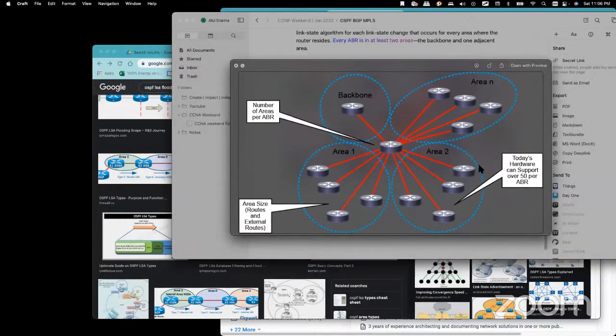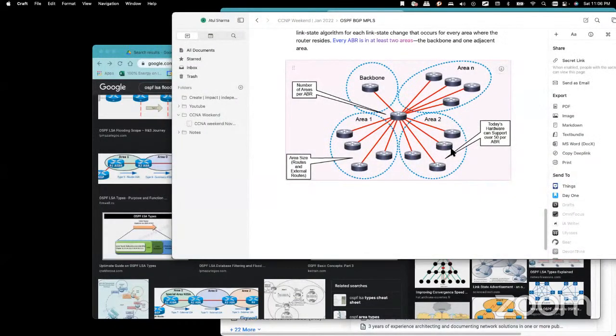Okay. So today hardware can support over 50 per ABR. मतलब कितने router? 50. Nowadays, so I told you, right? 50 routers per ABR. ना जो आज की डेट में हार्डवेयर बन रहे हैं ना सिस्को के, so they can easily handle up to 50 routers. So this is what Cisco recommend. If you are using Cisco device, so you can have around 50 routers in one area. This is what Cisco is saying.